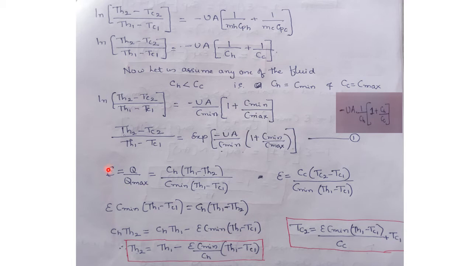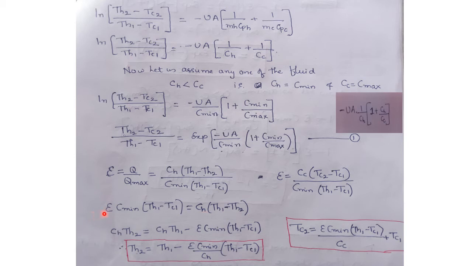So epsilon into C minimum into (TH1 minus TC1), cross multiplication, is equal to CH into (TH1 minus TH2). By simplifying this equation, I am going to calculate the value of TH2. So already I have done here: minus CH into TH2, I have taken the equation to the left side, so this becomes plus CH into TH2, which will be equal to CH into TH1 as it is.